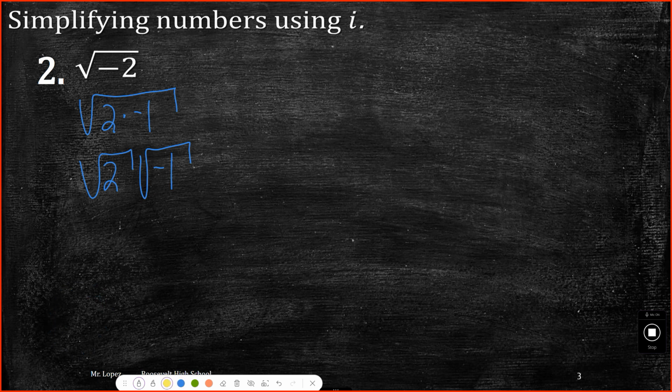What is the square root of negative 1? I took like a whole 10 minutes to explain what the square root of negative 1 is. What is the square root of negative 1? i. Square root of negative 1 is i. And then the square root of 2, you can just leave it alone because it's going to give you a decimal. To simplify it, it's square root of 2 i. That's the answer.